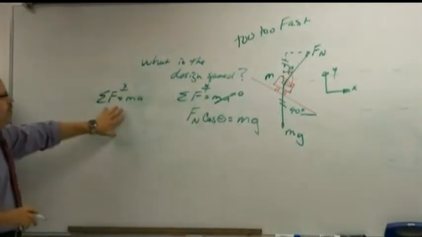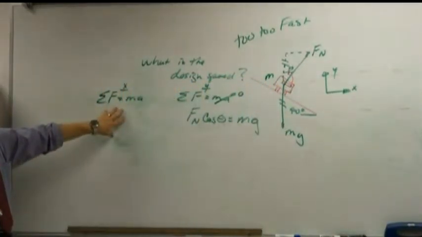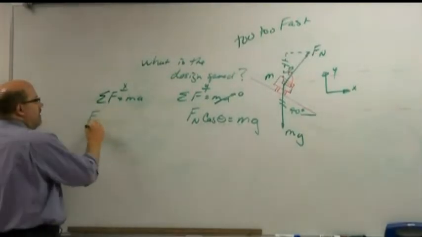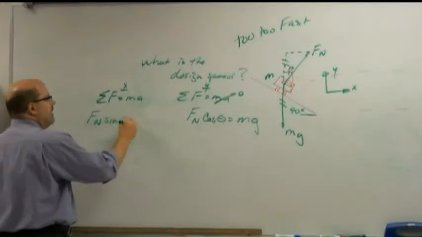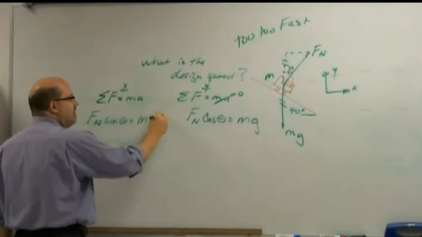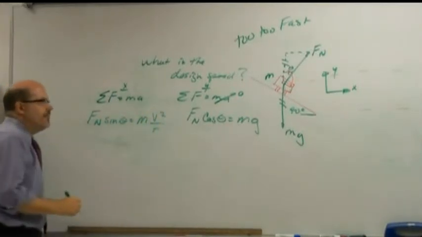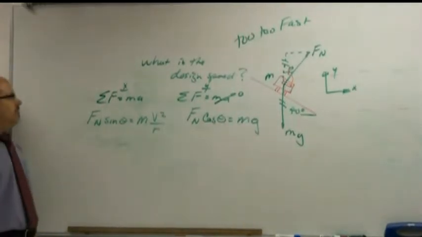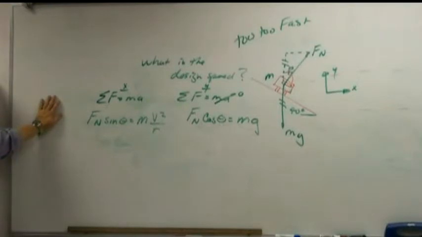All right, so in the x direction, we have one force only: Fn sine theta equals mv squared over r. Now, I do not know the normal force. The only thing I gave you was m and theta.